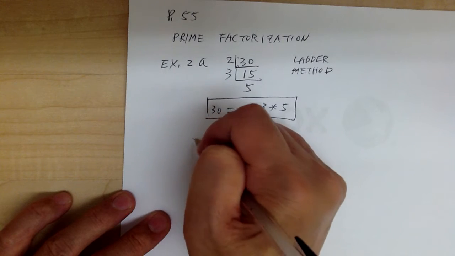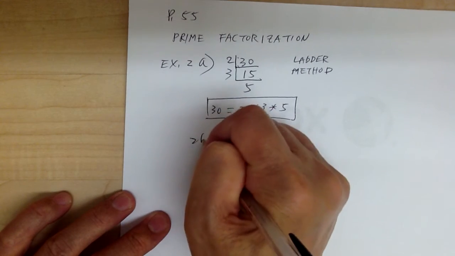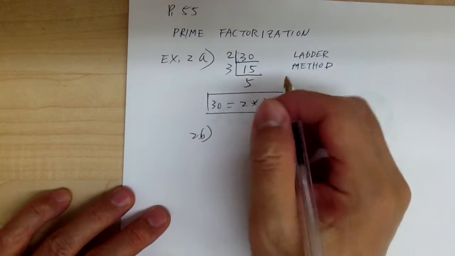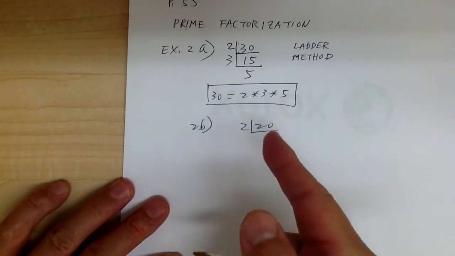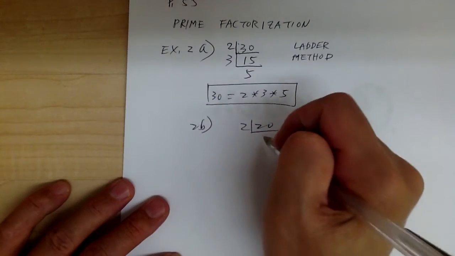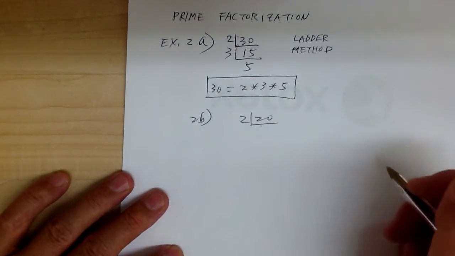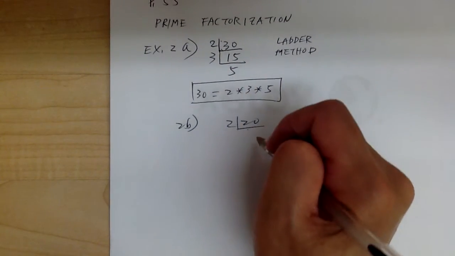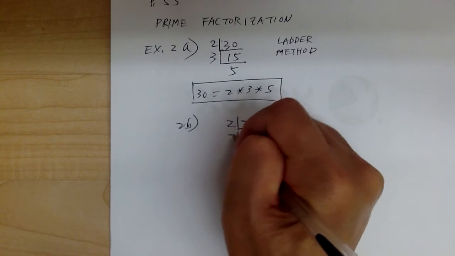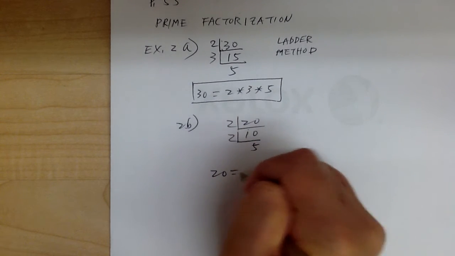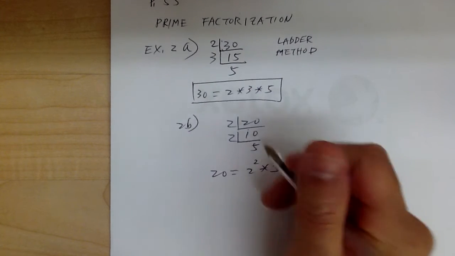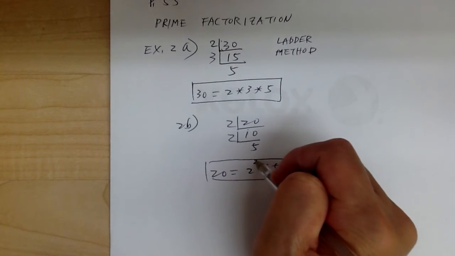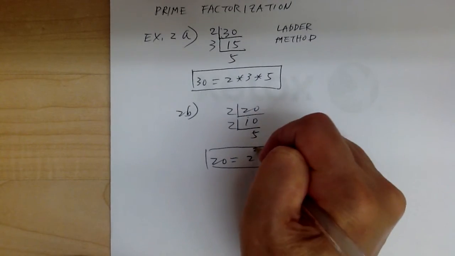Now let's go to 2b. For 2b, you want to do 20. Again, you divide by 2. You try to start with 2, 3, and 5 and go up. Don't go all over the place; try to keep it organized. So divide by 2, you get 10. Divide by 2, you get 5. So 20 equals 2 squared times 5. There are 2 of them. So 2 squared times 5. Again, that's your prime factorization.